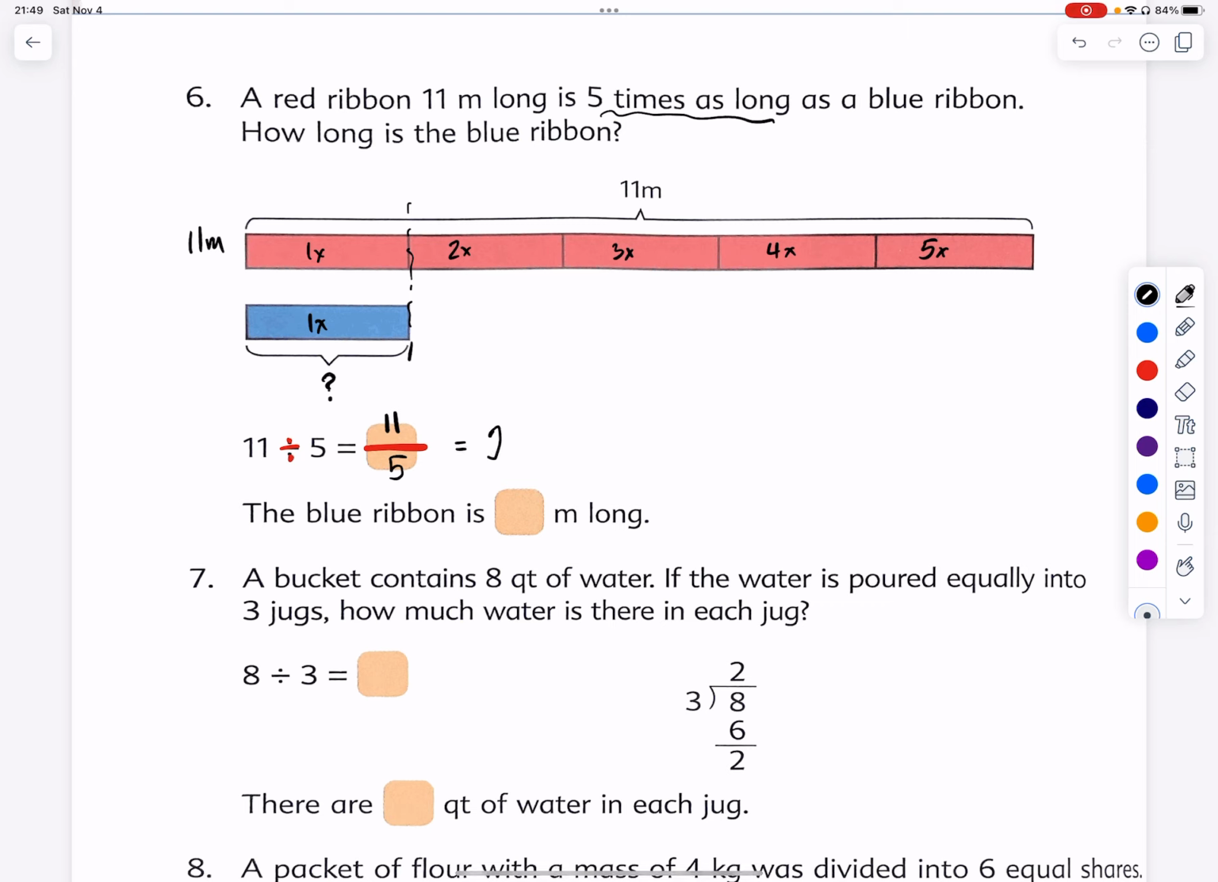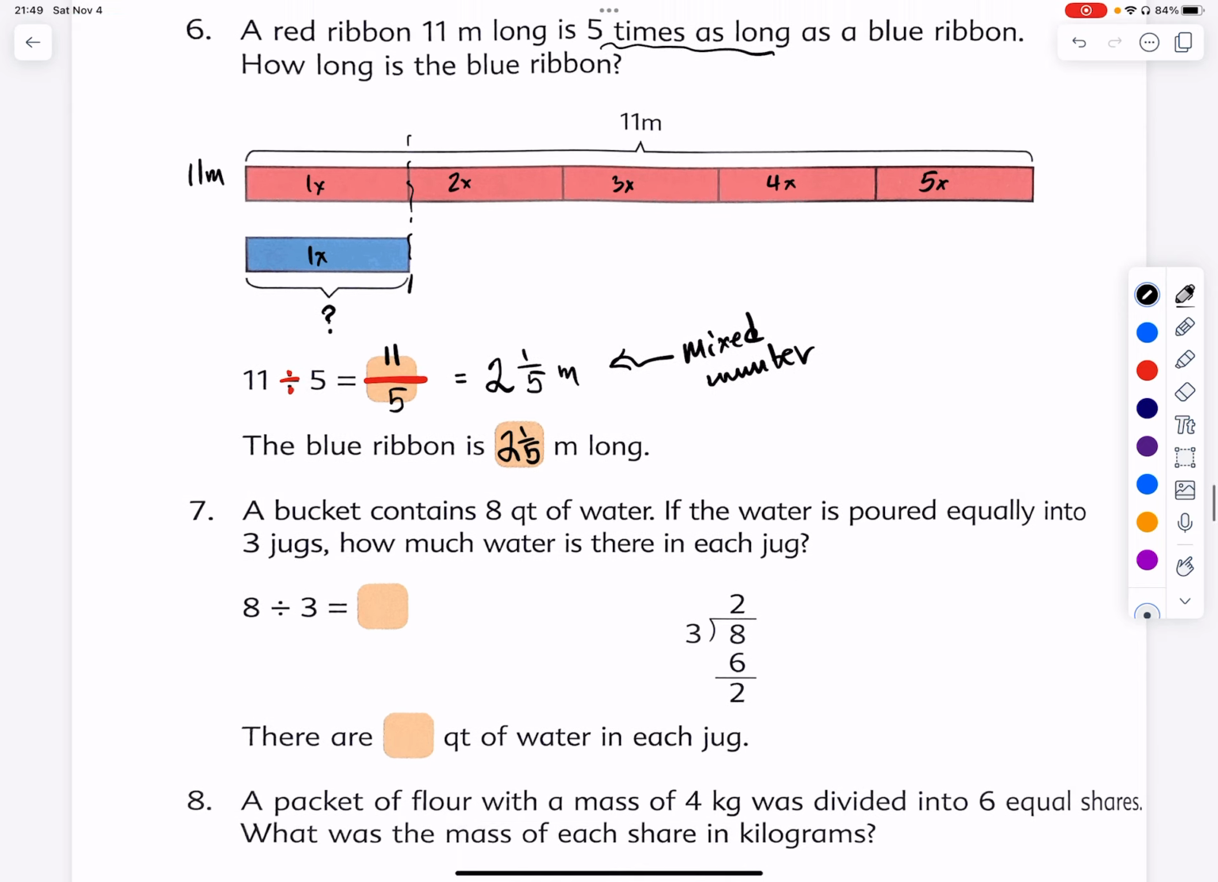5 goes into 11 2 times and 1/5 of a meter. Let's make this into a mixed number, right? This is our mixed number. Still reviewing mixed numbers.